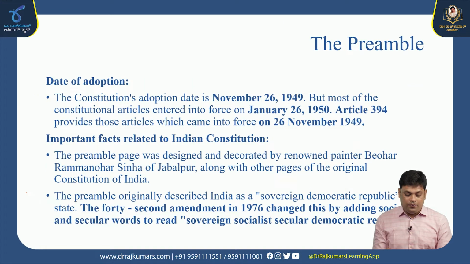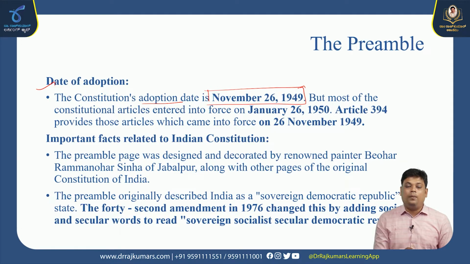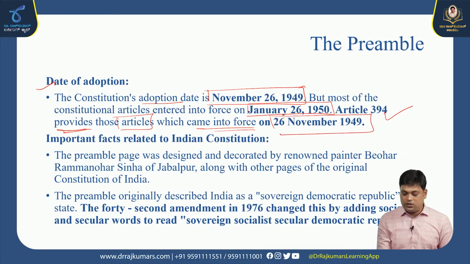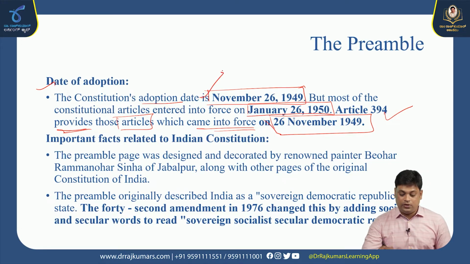Next, the third category is date of adoption. The constitution adoption date is November 26, 1949. But most of the constitutional articles entered into force on January 26, 1950. Article 394 provides for those articles which came into force on 26 November 1949. So the adoption date is November 26, and it came into force on January 26.